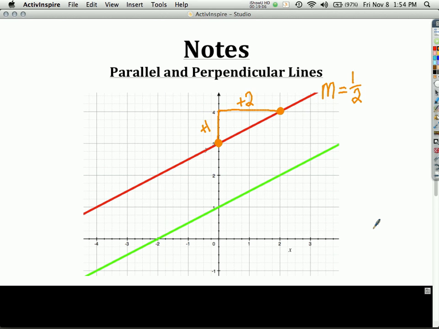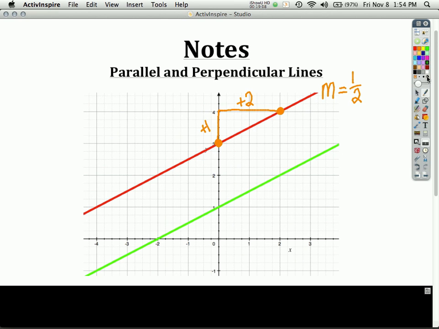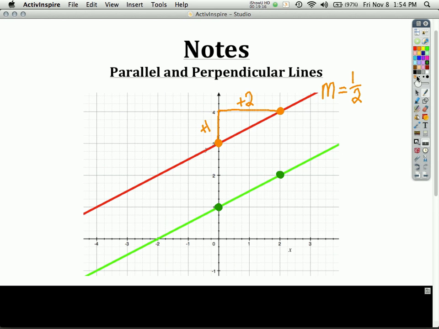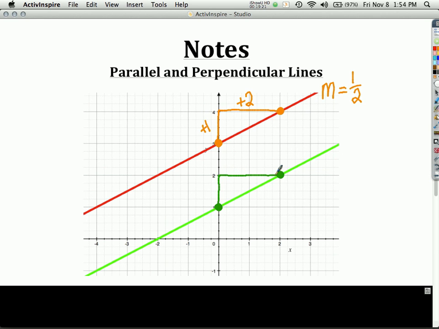So what about the green line? Well, I have a point here, and I have a point here, and I can do rise over run, and I'm going to quickly see, well, I got almost the same exact picture as Zabari said, it's just at a different y-intercept. And so I end up with the slope being 1 over 2. So by comparing their slopes, I can now prove that they are parallel.